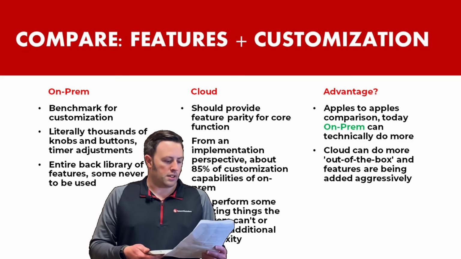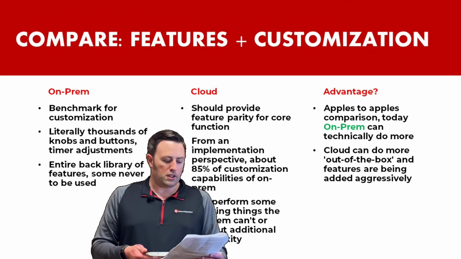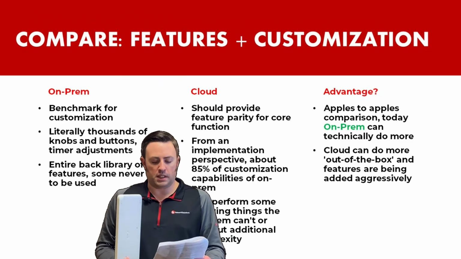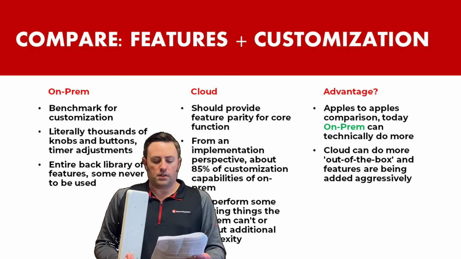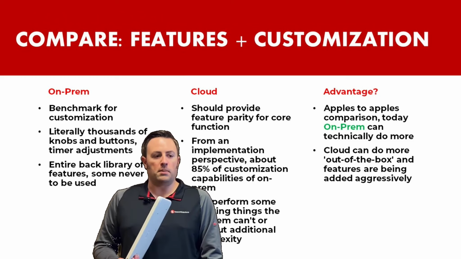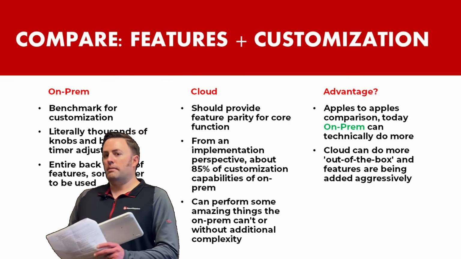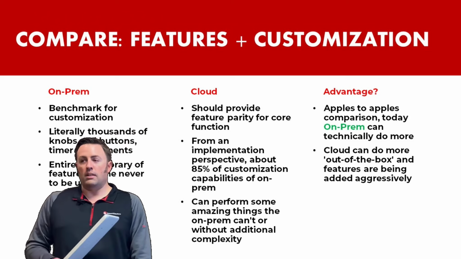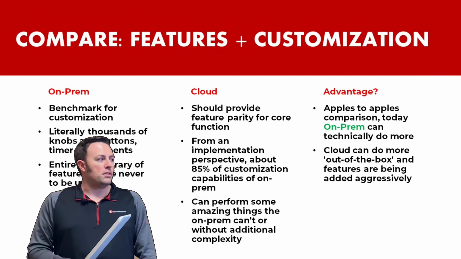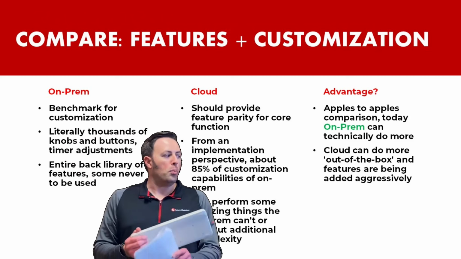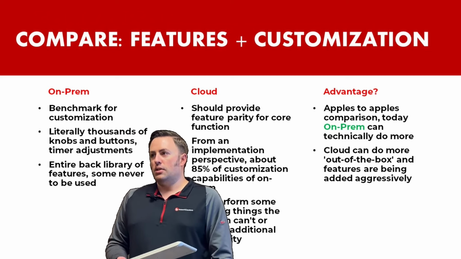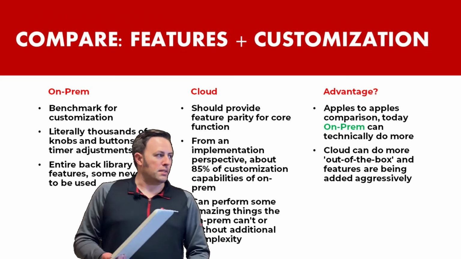Features and customization. And this one is a little bit of a difficult one. The on-premise system is generally the benchmark for customization. There are thousands of knobs and levers on these things. Someone like me who's done it for 10 years, there are things I don't even know are there and will never use. But there are scenarios where they can be used, and the on-premise system contains the whole back library of all the features ever successfully implemented in one of these things. So that in and of itself is significant.